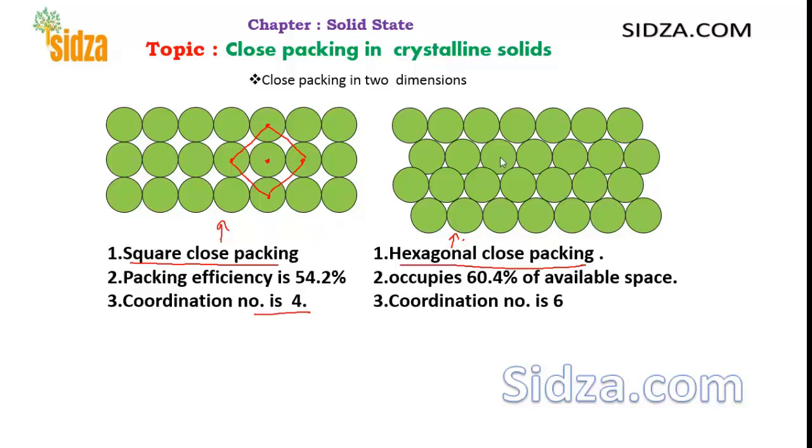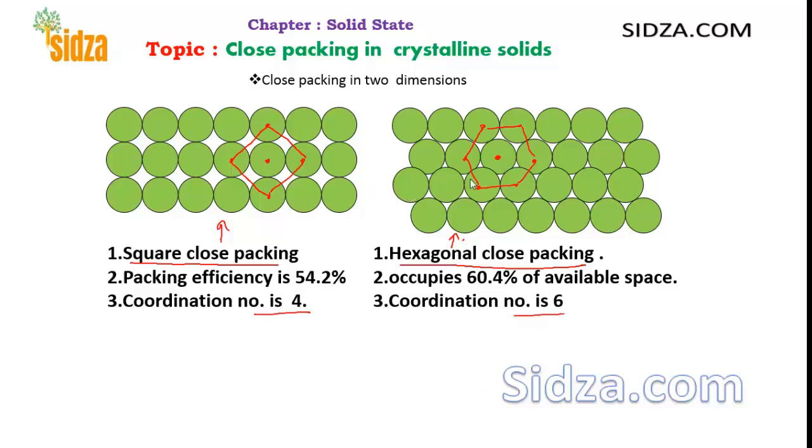Over here, if you look at this one, the particular atom is surrounded by 6 adjacent atoms. There are 6 atoms touching it. And when you join those centers, what do you get? You get a hexagon, a hexagonal shape. That's why this is called hexagonal close packing. And here the coordination number is 6 because each atom is surrounded by 6 atoms.